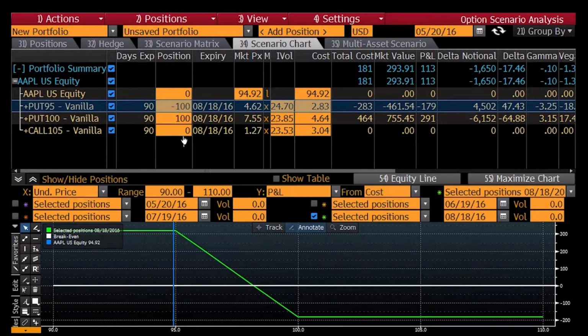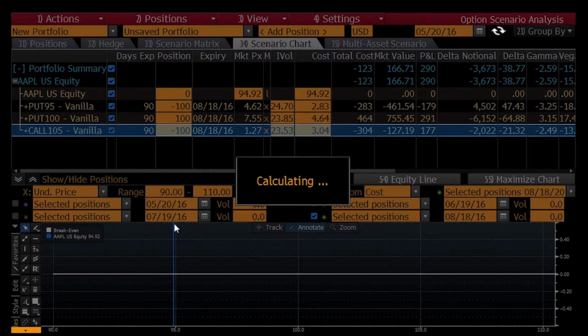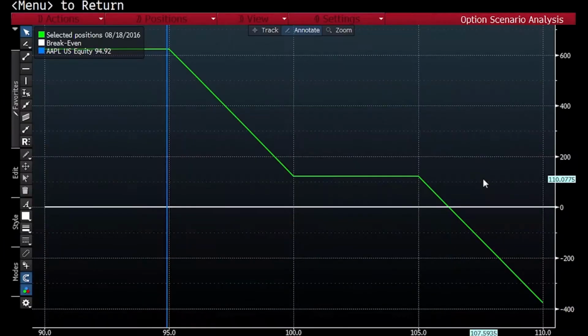Finally, when we sell the 100 call to finance the trade as well, the break-even level moves even further to the right. It moves another $3.04 to the right, because that's what we received for selling the calls. So we came from a break-even level of here to a break-even level of here, and now with that extra sale, we've got a break-even level all the way over here.